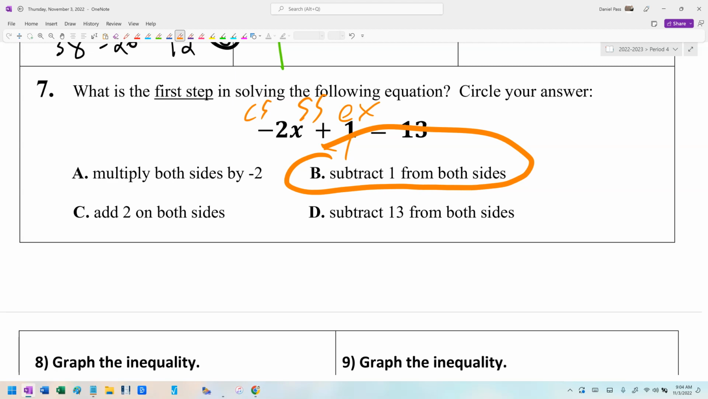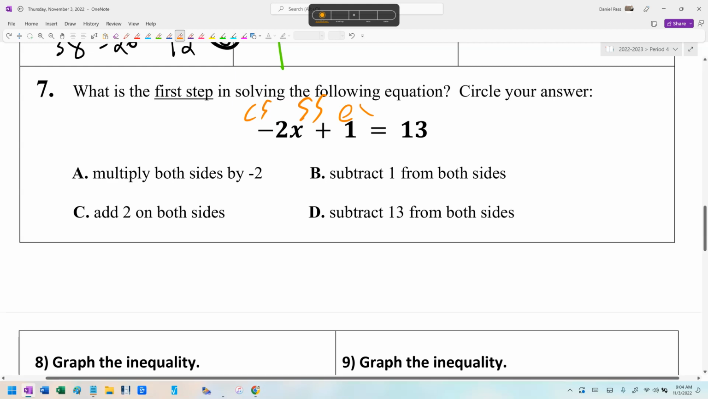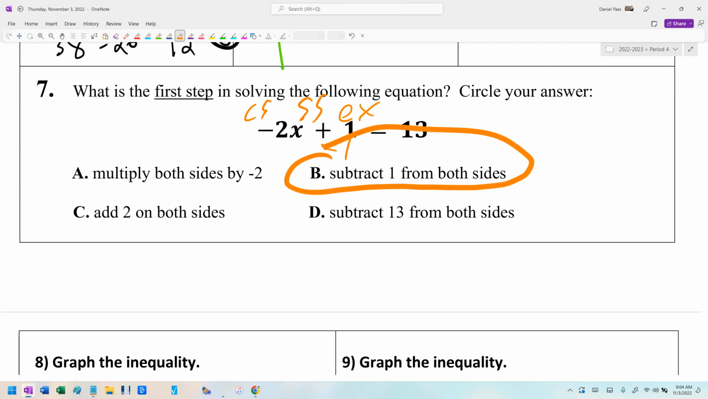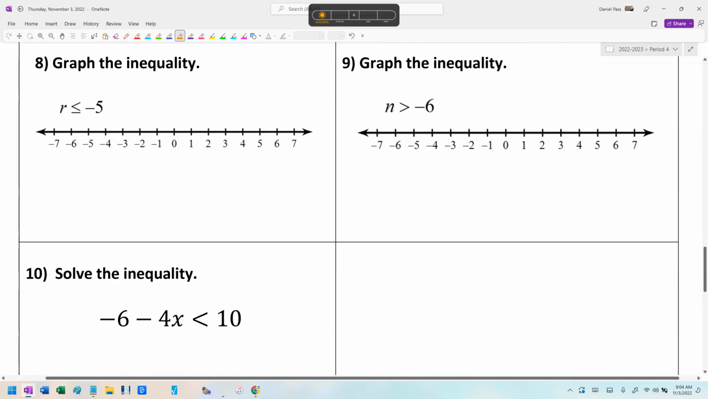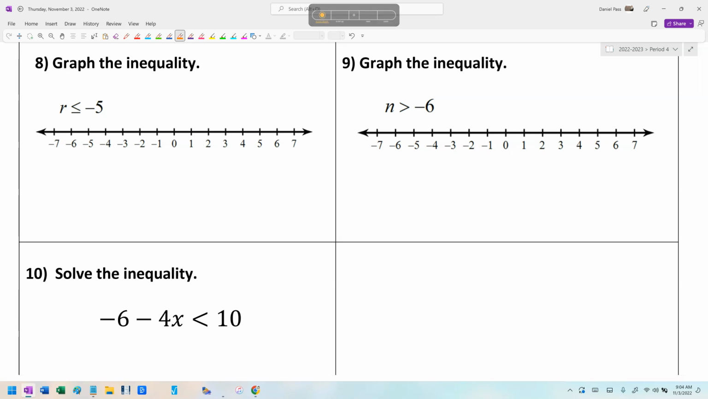Now we've got the plant person from New York. Okay, how do we graph it? So we start at negative 5. It would be a closed circle because there's a line under the symbol. Yes, since it has the line under it, that means equal to also. So closed circle.